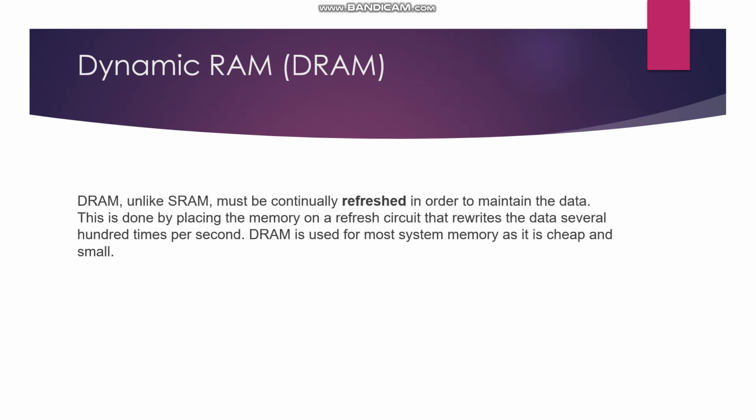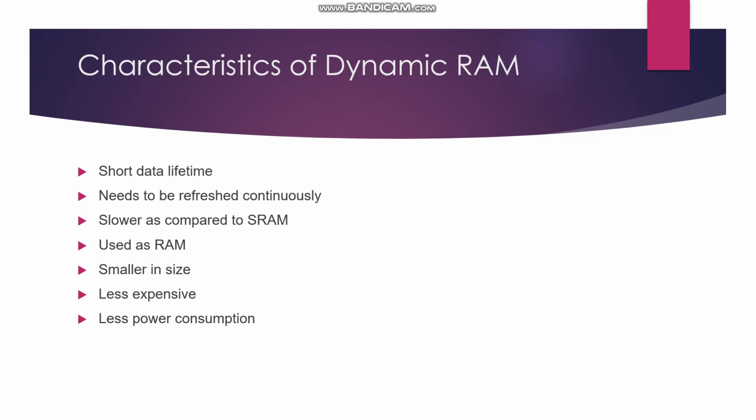Let us know what dynamic RAM, that is DRAM, is. DRAM, unlike SRAM, is continually refreshed in order to maintain the data. This is done by placing the memory on a refresh circuit that rewrites the data several hundred times per second. DRAM is also used for most system memory as it is cheap and small.